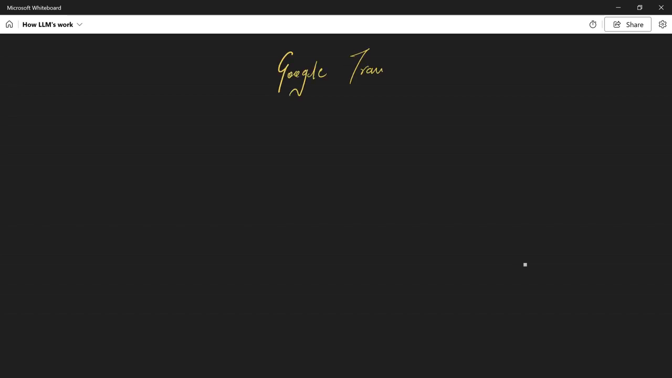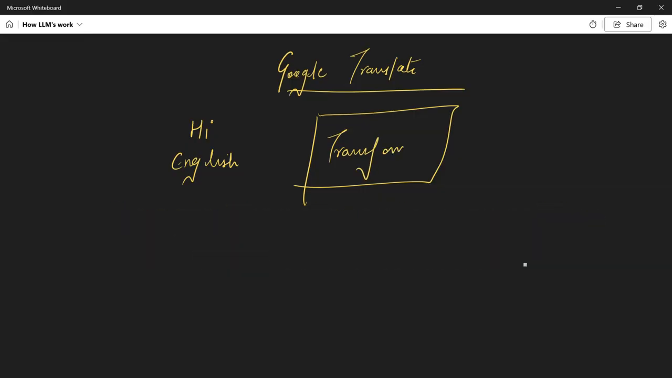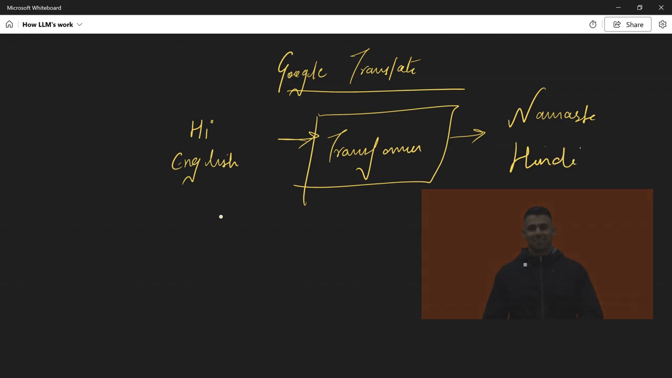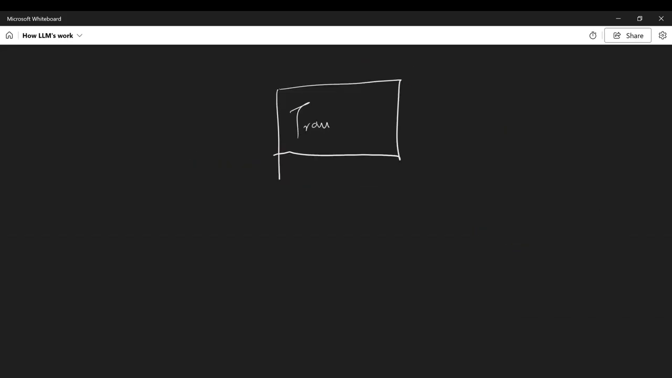As mentioned earlier, Google Translator is also a primitive type of transformer. What Google Translator does is it takes an input. Example, it takes a word hi in English, and if we ask it to convert that into a specific language, like Hindi in this case, it'll convert hi into namaste or namaskar. So if you input hi in English and you desire the expected output in Hindi, you might get namaste or namaskar as an output.